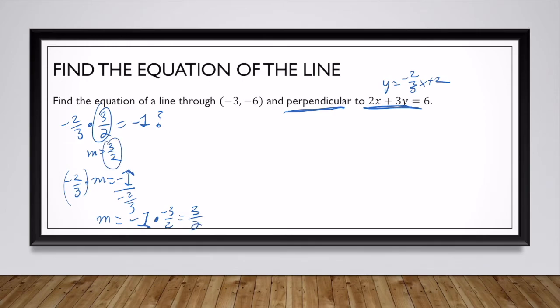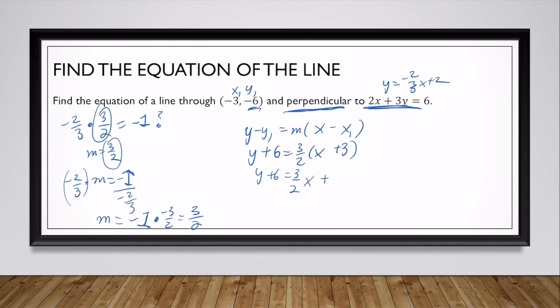I think that's simpler. So now I have my slope, I have my x1, y1, I have y minus y1 equals m times x minus x1. So I have y plus 6, because minus a negative is plus a positive, equals a positive 3/2 x plus 3. So y plus 6 equals 3/2 x plus 9/2. 6 is 12/2, so I'm going to take away 12/2 from both sides. y equals 3/2 x minus 3/2.